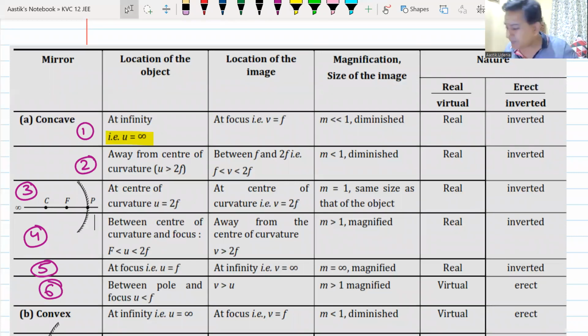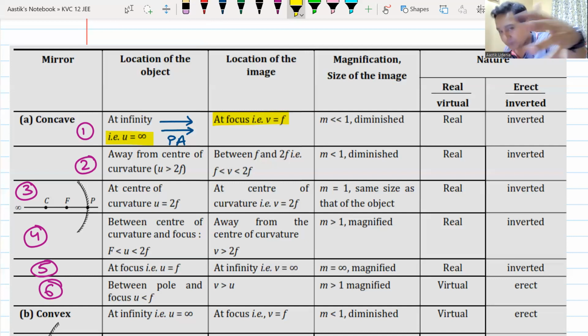Now remember, whenever the object is at infinity, your rays are always parallel to the principal axis. Do we understand this? Yes, sir. Where are they going to meet? At focus. But it will only happen if rays are parallel to the principal axis and the angle of incidence is very small.